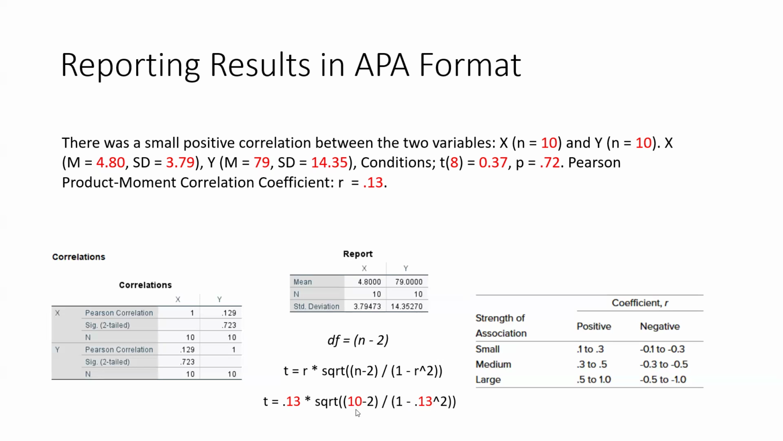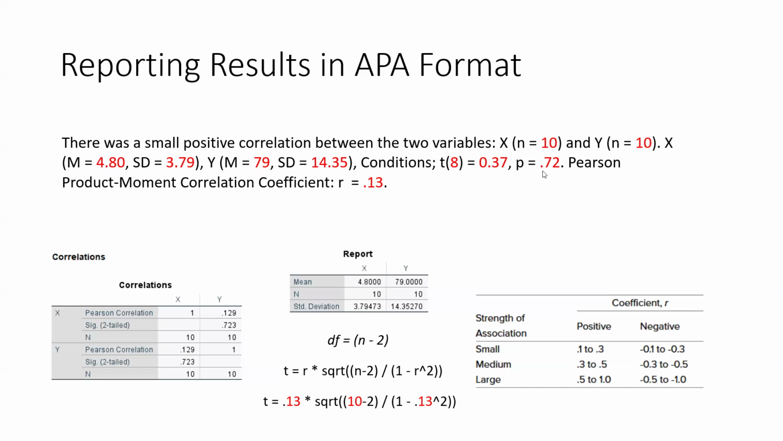So you have to first do n minus 2. Then once you have that value, you're going to divide that by 1 minus r squared. Okay? And then you're going to divide the one value by the other. Then you're going to take the square root of that value, whatever the value of all of those calculations is. You're going to take the square root of it, and then you're going to multiply it again by the r value, which was 0.13. And from that, we then have our t value here, which is 0.37.